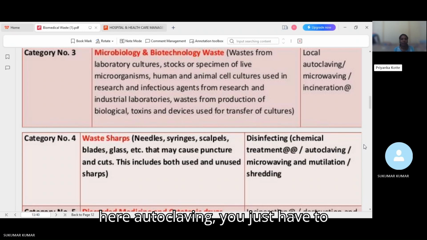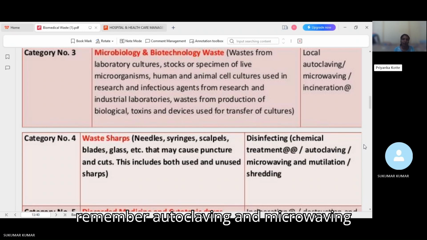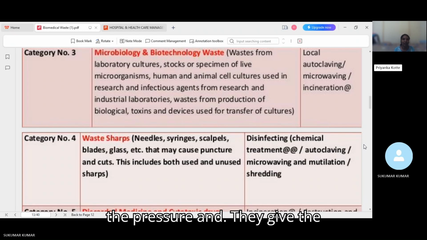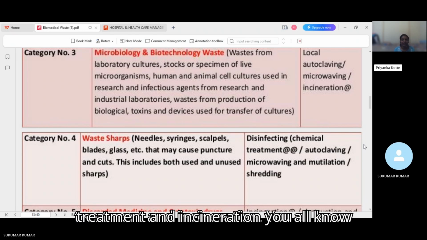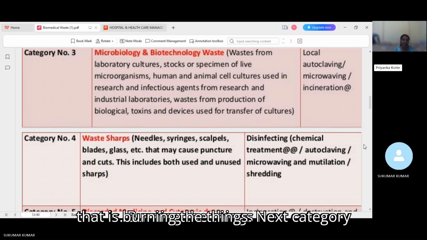So here, you just have to remember autoclaving and microwaving, where you use the temperature and the pressure, and they give the treatment. And incineration, you all know, that is burning the things.